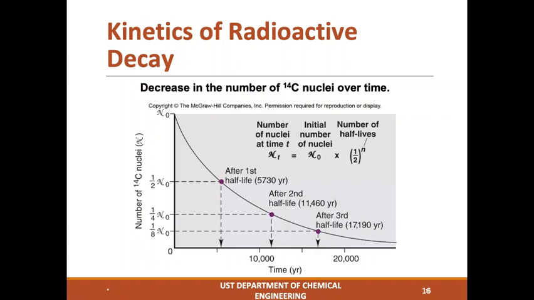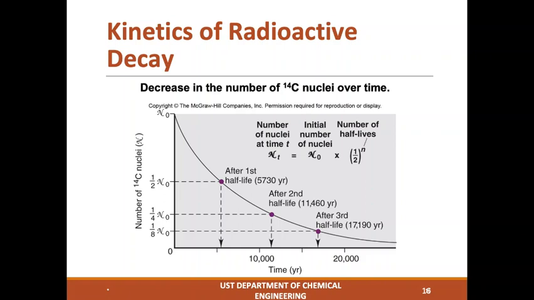This graph shows a timeline of the decay of carbon-14. The y-axis represents the number of carbon-14 nuclei, and the x-axis represents time in years. As you can see here, it takes 5,730 years for half the initial amount of carbon-14 to decay. After another 5,730 years, half of that remaining half, or 1/4 of the initial amount, decays, and so on.